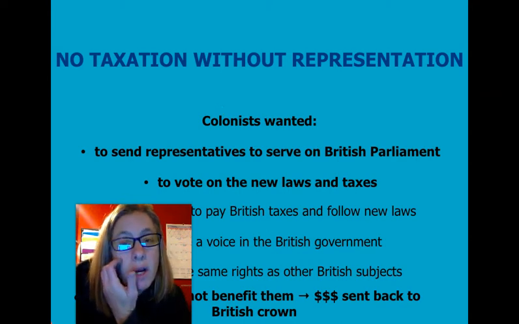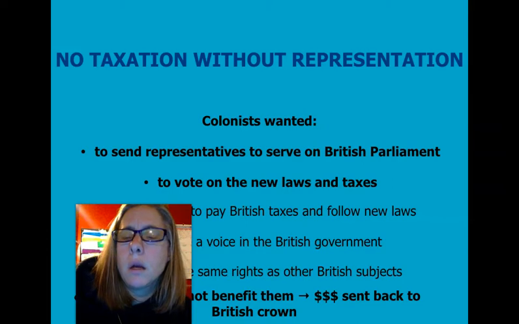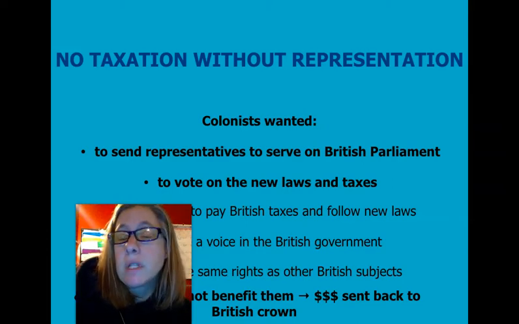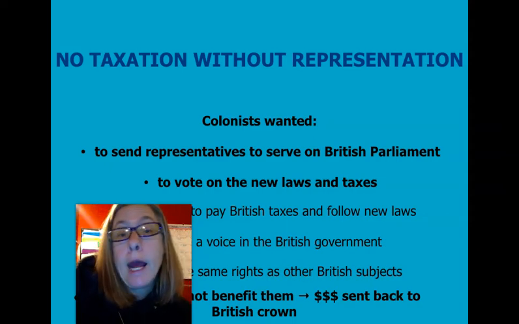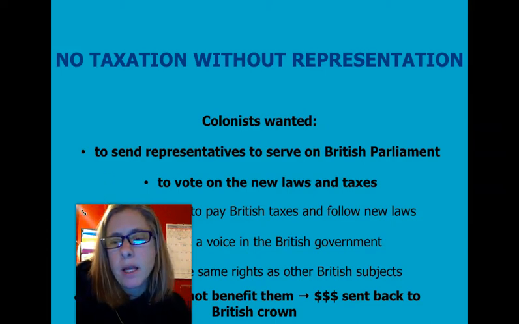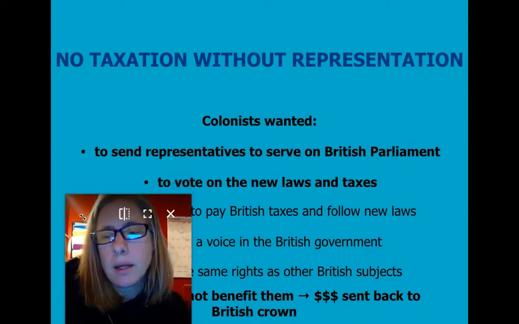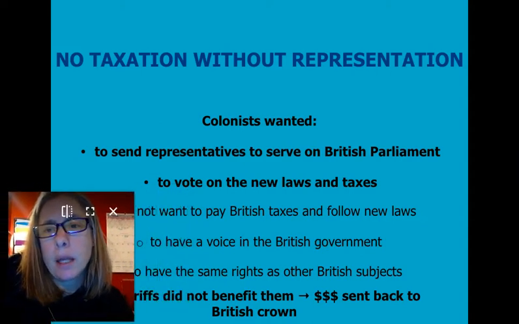So I kind of already talked about this, but the concept is that the colonists wanted to have representatives in Parliament, to have more of a say on the specific laws that were being passed, and it didn't happen, but that's what they were hoping for. And they also didn't like that the money that was being collected was going back to Britain and wasn't staying in the colonies.